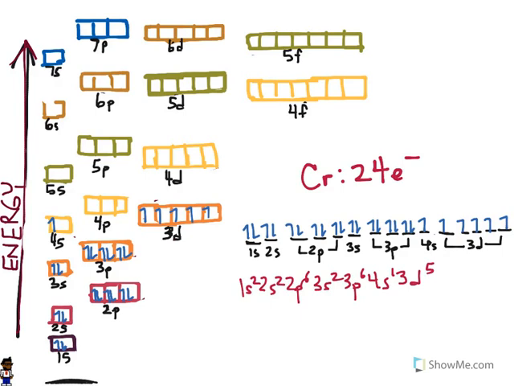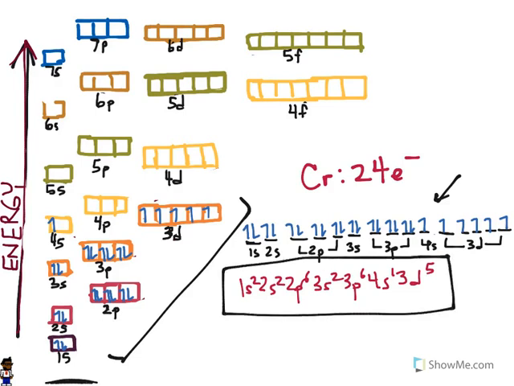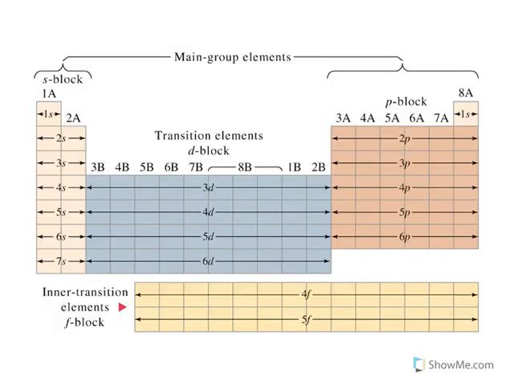Alright, so you're going to have to get kind of comfortable filling out these orbital box diagrams or doing the straight line orbital filling, and especially writing the electron configuration for any neutral atom. And luckily, there's a shortcut.